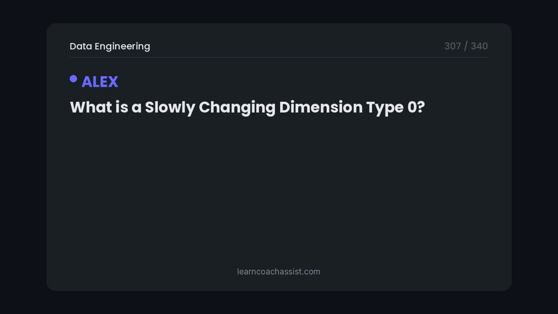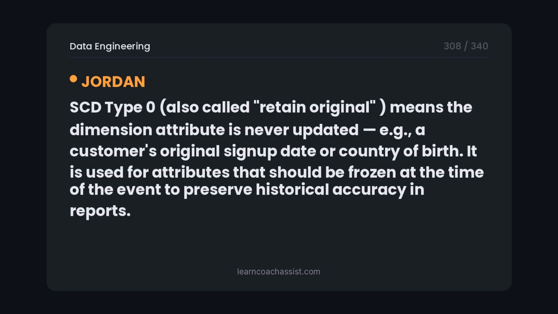What is a slowly changing dimension type 0? SCD type 0, also called retain original, means the dimension attribute is never updated, e.g., a customer's original sign-up date or country of birth. It is used for attributes that should be frozen at the time of the event to preserve historical accuracy in reports.